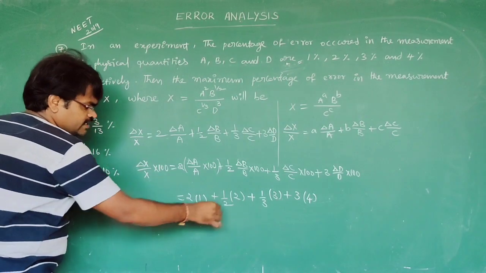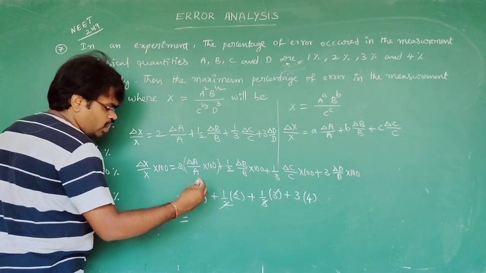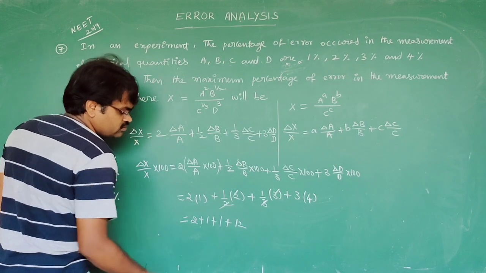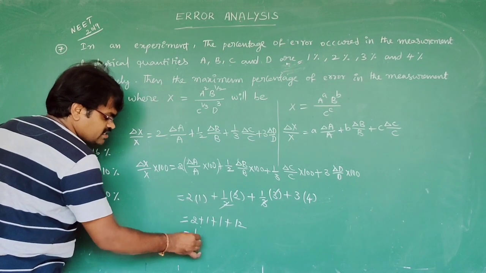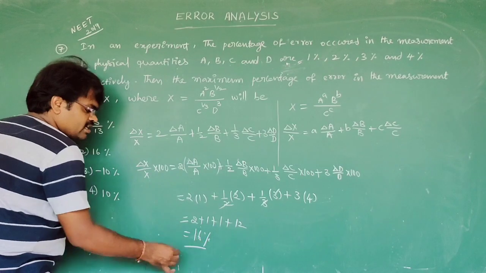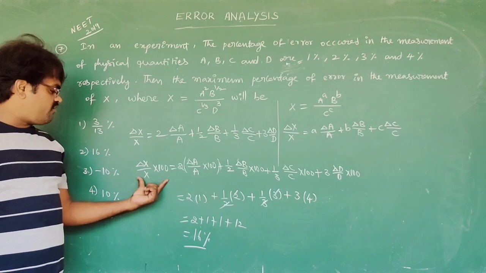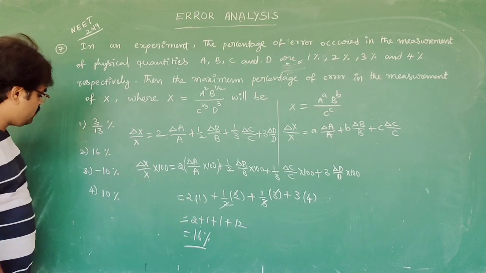Now we calculate and cancel: 2 plus 1 plus 1 plus 12. Then adding this, it is 16%. The maximum percentage error in the measurement of x is 16%.